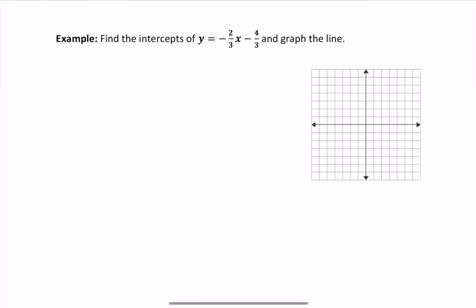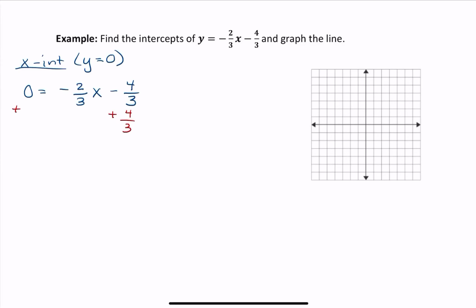Okay, let's do one more. Finding the intercepts and graph the line. So let's look at x-intercepts. Again, you're going to set y equal to 0. So I've got 0 equals negative 2/3 x minus 4/3. And you want to get x by itself. So I'm going to add 4/3 to both sides. So it'll cancel on that side and move to the other side. So I've got 4/3 equals negative 2/3 x.